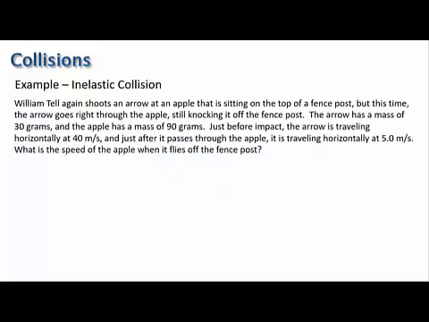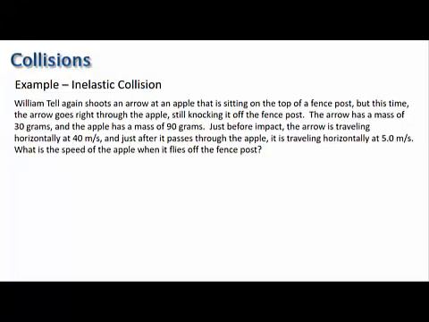William Tell again shoots an arrow into an apple that is sitting on the top of a fence post, but this time the arrow goes right through the apple, still knocking it off the fence. The arrow has a mass of 30 grams and the apple has a mass of 90 grams. Just before impact, the arrow is traveling horizontally at 40 meters per second. Just after it passes through the apple, it is traveling horizontally at 5 meters per second. What is the speed of the apple when it flies off the fence post?